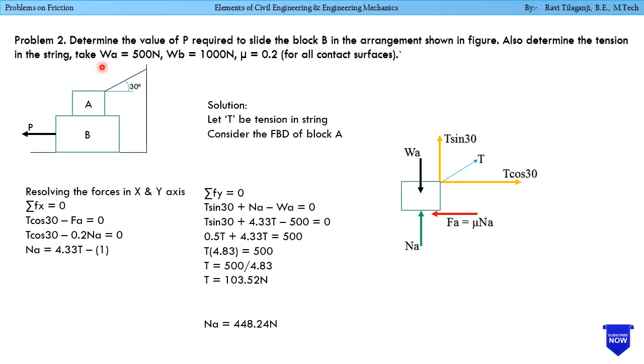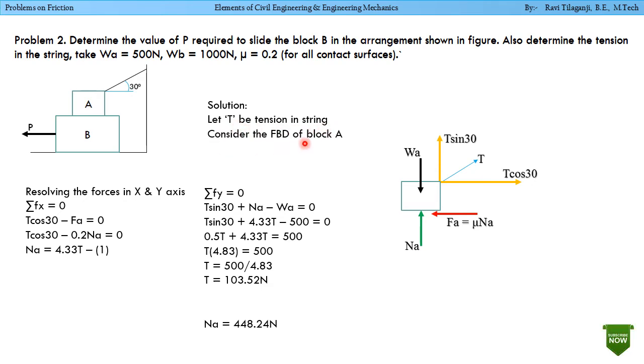So this is the figure wherein we are having block A over a block B. This is horizontal force P. Here the string is at 30 degrees inclination with the horizontal surface or horizontal line. So now for solution part, first we will consider solution. Let T be tension in the string.